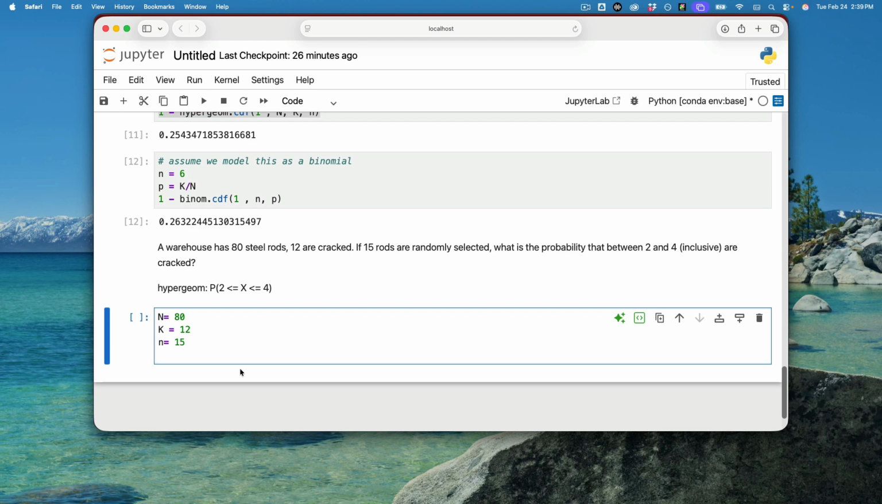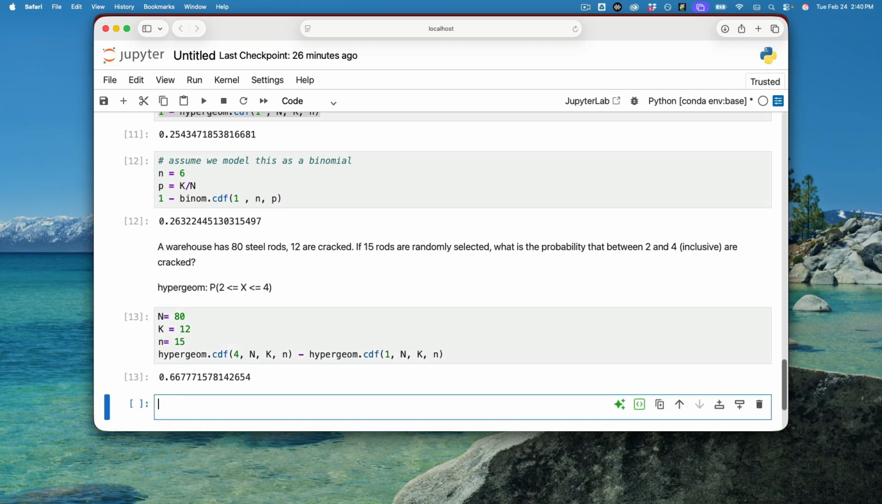So the first one is going to be the area to the left of 4. So hypergeom.cdf of 4 and then N, K, n. Okay, so that gives me the area to the left of 4 including 4. Next, I need to subtract the area to the left of 2 excluding 2. So it would be hypergeom.cdf at 1. Right? Gives me, I'm not going to say 6, 7.